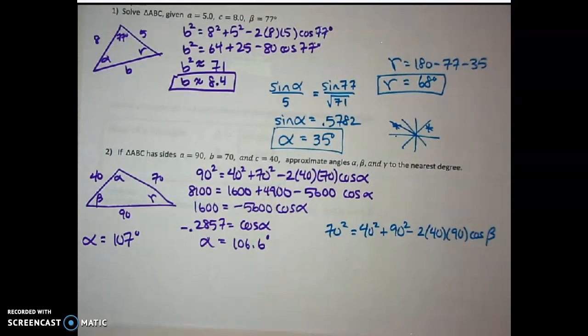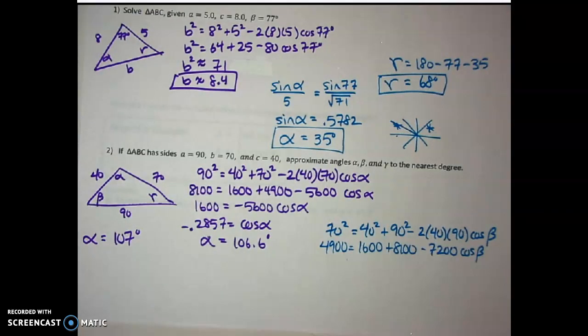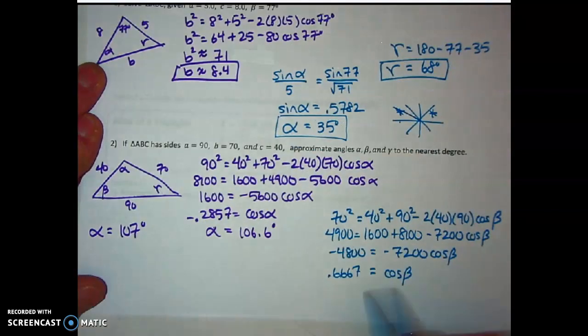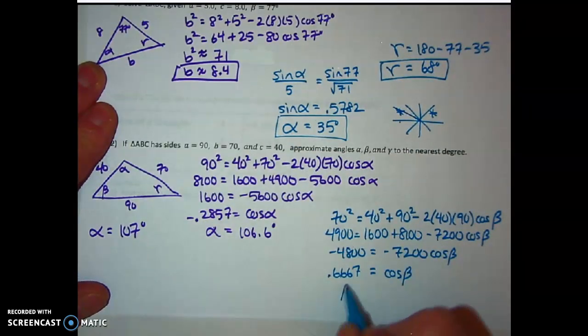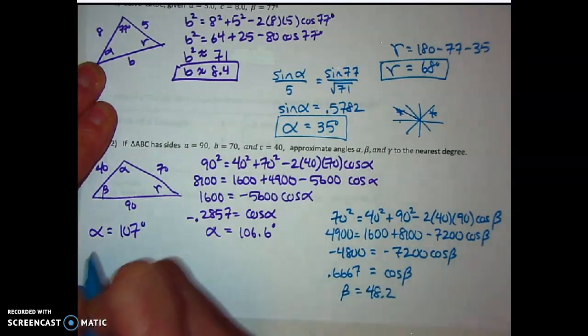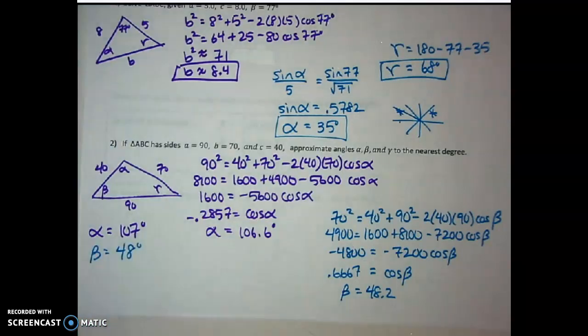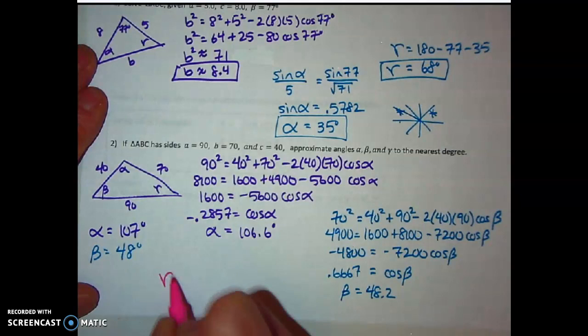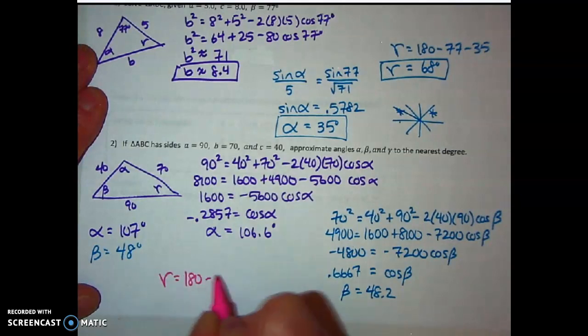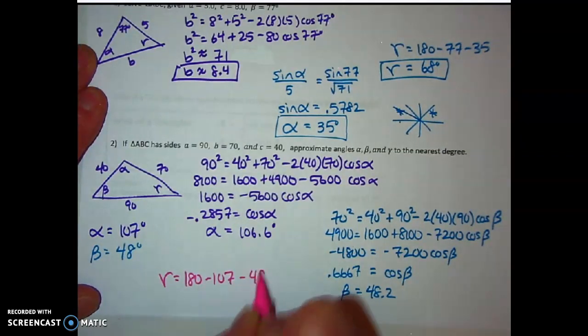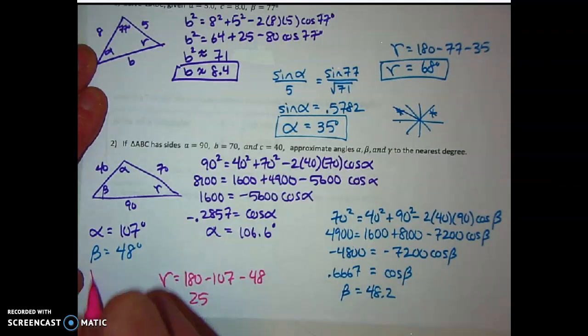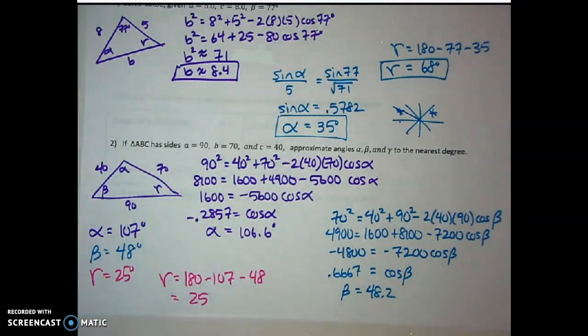First plugging the values in, and now we're going to square them and multiply. And now let's solve for the cosine of beta. And now taking the inverse cosine of each side, I find that beta is 48.2 degrees. Again, rounding to the nearest degree, I'm going to record that beta is 48 degrees. And then finally gamma, we have 180 minus 107 minus 48 degrees means that gamma is 25 degrees.